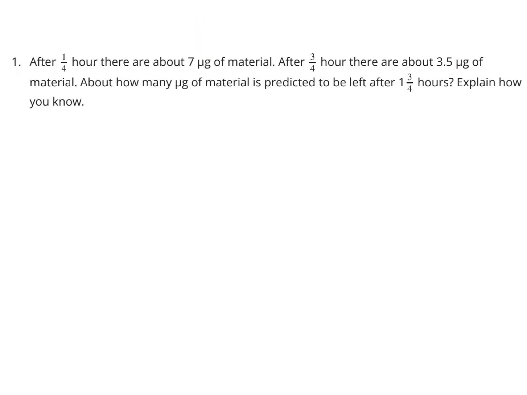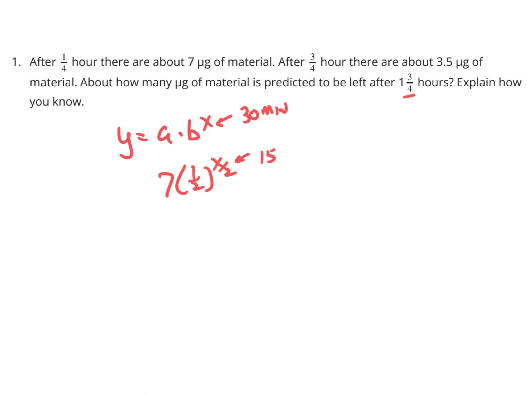Okay, so how many micrograms of material after 1 3/4 hour? So we just calculated our y equals a times b to the x at 7 to the 1/2 to the x over 2, because x represents 30 minutes. And we want it for 15 minutes because 1 3/4 hours is 15 minutes. Well, it's 1 hour and 45 minutes, but we needed to get down to 15 minutes to get that. So when x was 6, y was 0.875 micrograms of material.